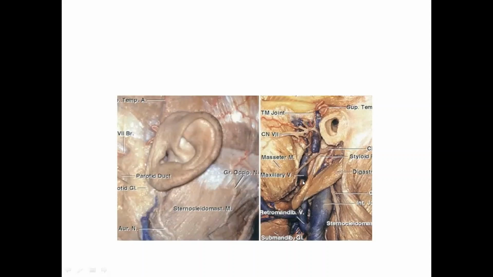Maxillary vein, which is going to be a branch of the external carotid artery, and the retromandibular vein itself as well. The submandibular gland is directed here. Here we can appreciate the internal jugular vein, which is actually formed by the confluence of the sigmoid. The inferior petrosal sinus actually drains into it.